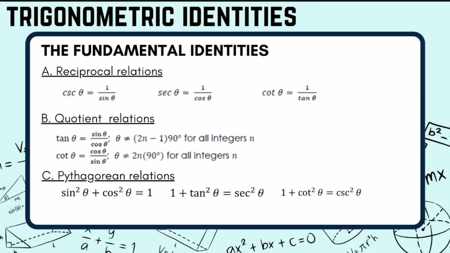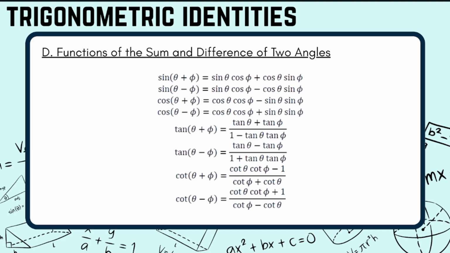So these are the fundamental trigonometric identities that you'll have to familiarize yourselves with. We have the reciprocal relations or identities, then the quotient relations or identities, then Pythagorean relations. And then we also have the functions of the sum and difference of two angles.